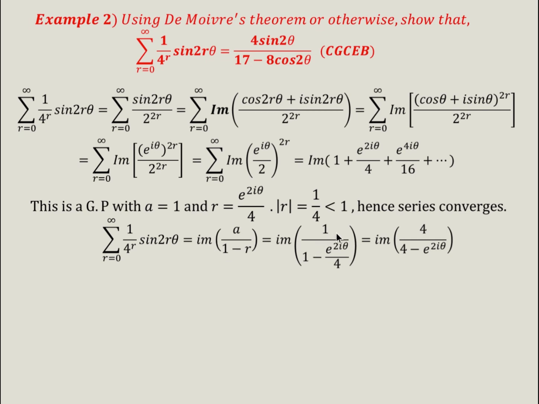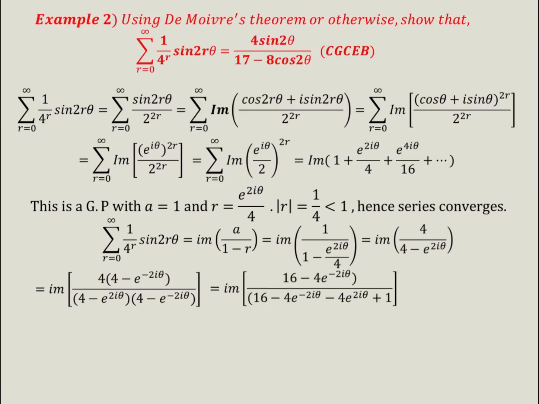So proceeding to substitute the parameters, the first term 1 and the common ratio e to the 2I theta over 4, we get the imaginary part of 4 all over 4 minus e to the 2I theta when we find the LCM at the denominator. We have to realize the denominator as already explained above in order to read the imaginary part of the complex number. So proceeding to open the brackets, we will then get at the numerator 16 minus 4 e to the negative 2I theta all over 16 minus 4 e to the negative 2I theta minus 4 e to the 2I theta plus 1.